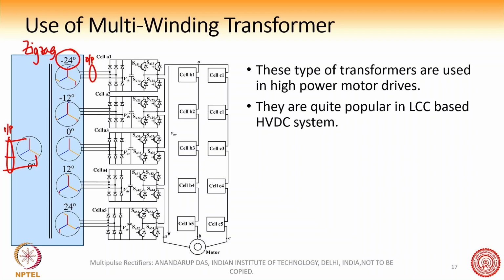And this is done by cutting the winding of a conventional transformer and rewinding it in a different fashion. This is covered in that other course where I have talked about it in detail. I'm not going to talk about it in detail, but here you can see that you can have other types of phase shift, like minus 12 degree, 0 degree, plus 12 degree, plus 24 degree. So you can have the output voltage shifted with respect to input.